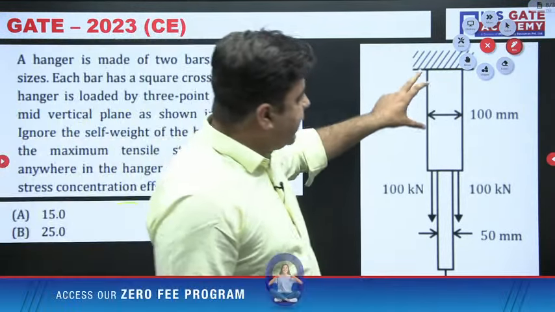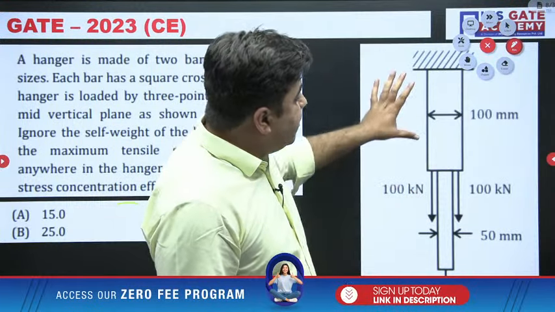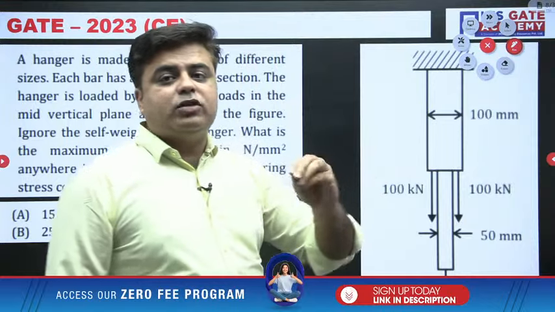So here you have a hanger, with this length and this length of the member. But we are worried about the cross-sectional area because they are asking you the stress.